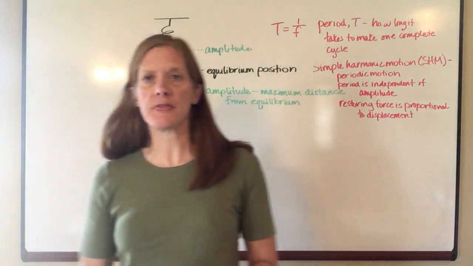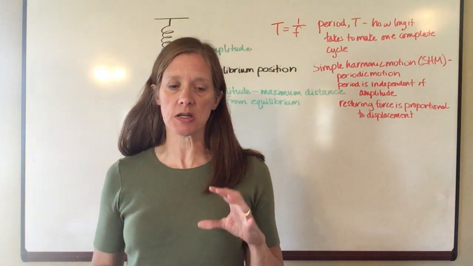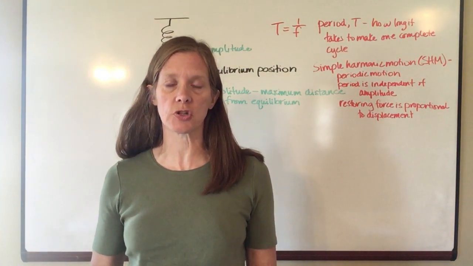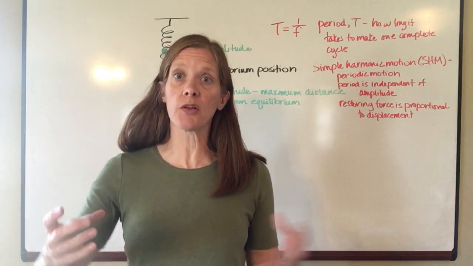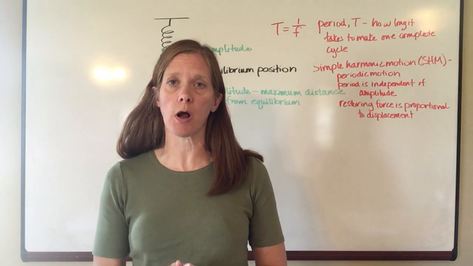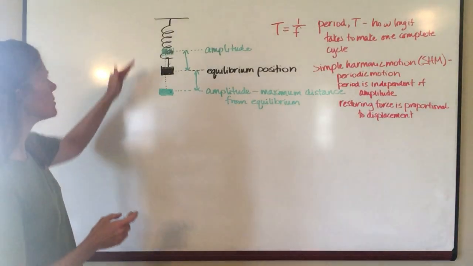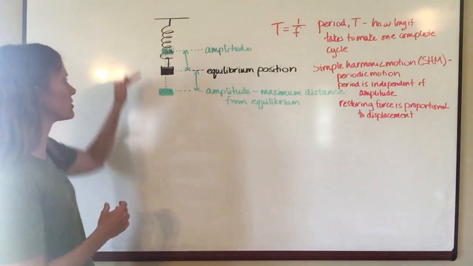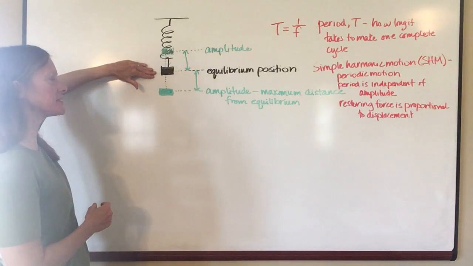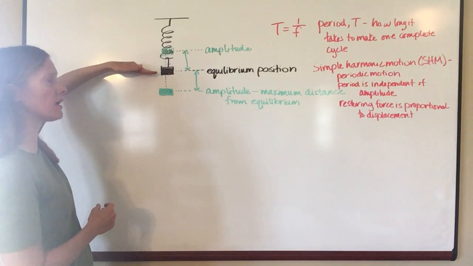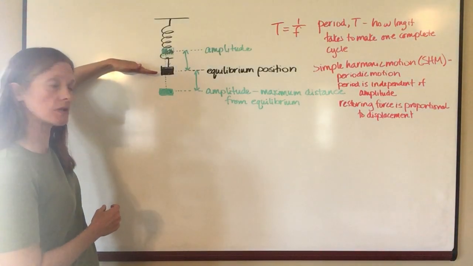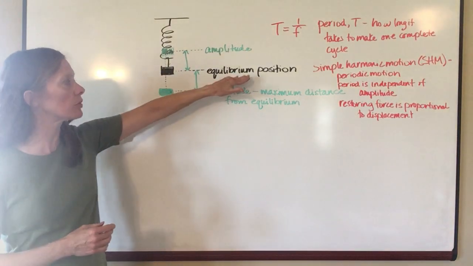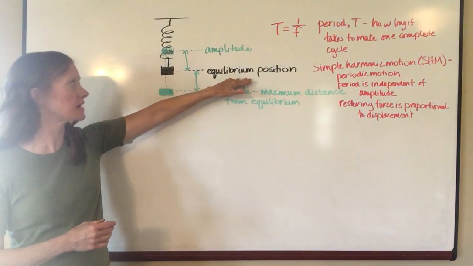So this is the point where I want to talk about the restoring force, so that we can get all these terms together in one spot and hopefully all of it starts to make some sense. Here I have a drawing of a mass on a spring. The black section right here is where it would be hanging if it was not moving. And so this is the equilibrium position of the mass.